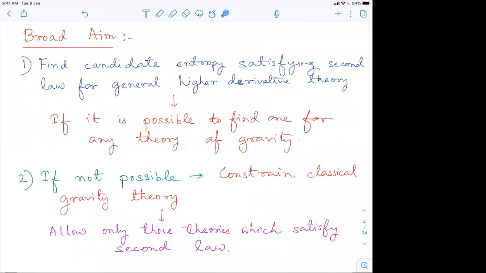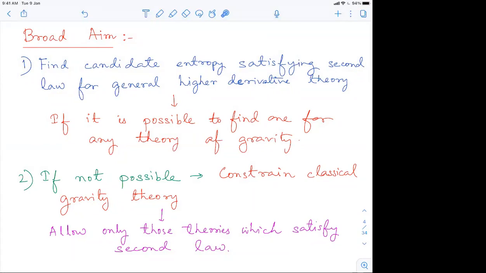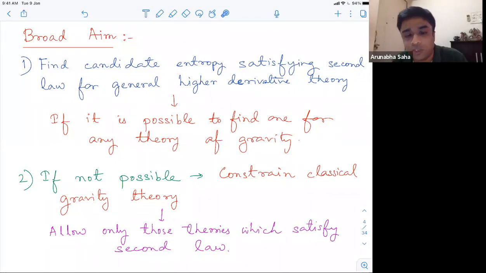One question, Arunabha, just about the logic. When in the last line you say to allow only those theories which satisfy the second law, which second law? Doesn't this depend on the definition of the entropy? Because depending on what entropy I choose, I will be allowing different sets, it seems. Sure. But the point is, can you write at least one entropy which will satisfy the second law?